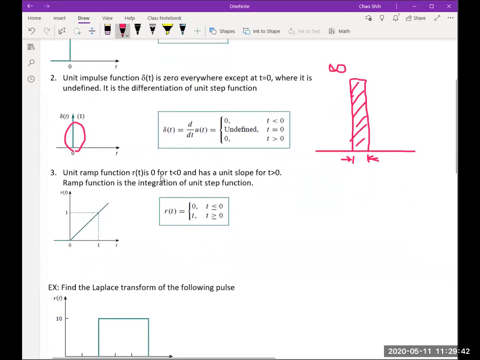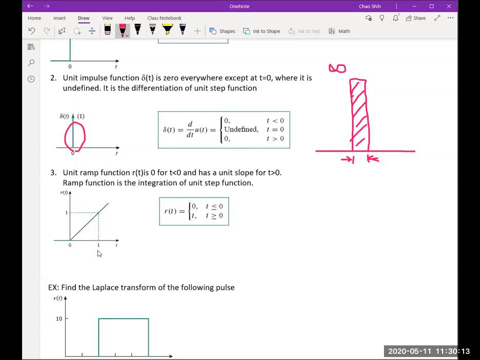Okay. The third one is called the ramp function. The symbol is r of t. If you look at the function, it's just like a slope, like slowly ramping up. And if this is a unit ramp function, it means the slope is equal to 1. So you can see 1 on the y, 1 on the x. So that's the unit ramp function.